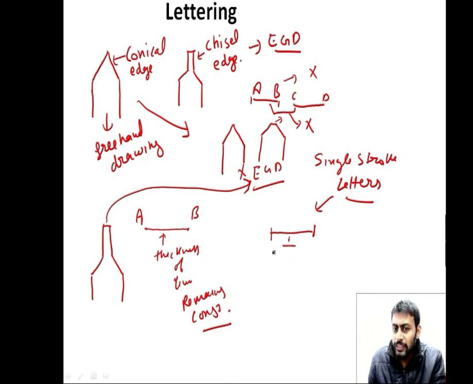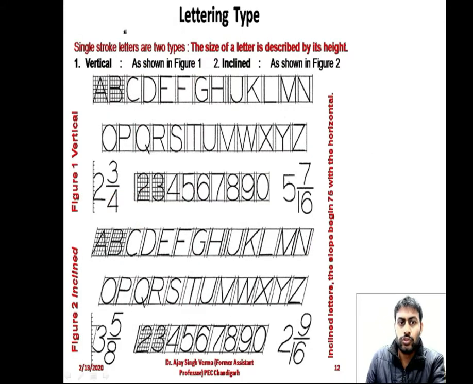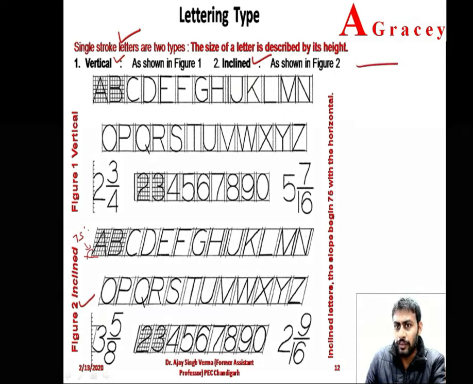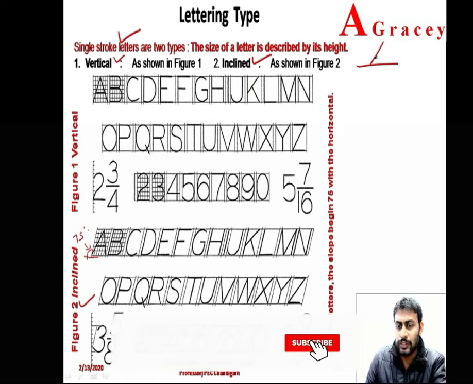It means with a single stroke of the pencil, you get a constant thickness of the line. Is it clear? Single stroke letters are of two types: vertical, and the second one is inclined. In your figure 2 you can see that in inclined letters, the angle of inclination with the guidelines should be 75 degrees.